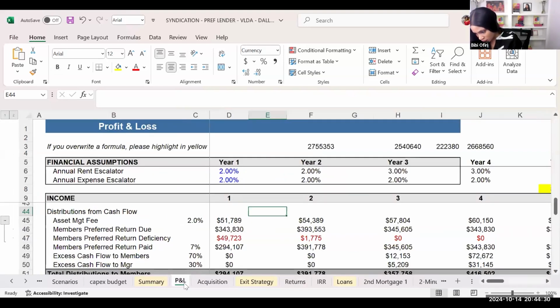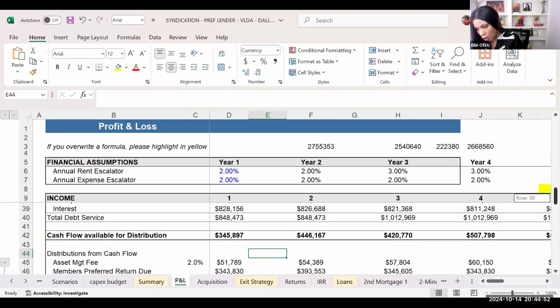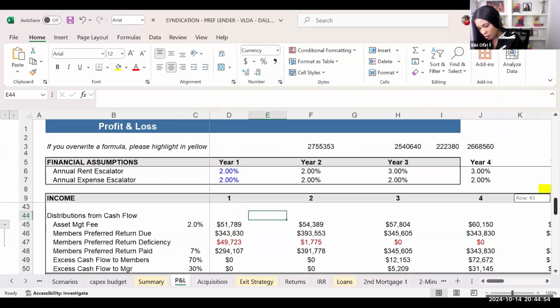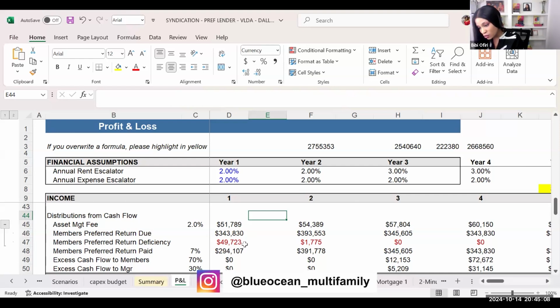When you go to the P&L slot of it, this is where you know that this is really bad for even your limited partners. In this scenario, my cash flow here is about 345. So after I did everything I did, I only made a profit in year one of 345,000. And I owe a preferred equity partner 7% of that. And I still owe my LP partner another 7% of that. And if I do that, that means I'm going to have a deficit of 49,723 in year one. It means that I'm at a negative.